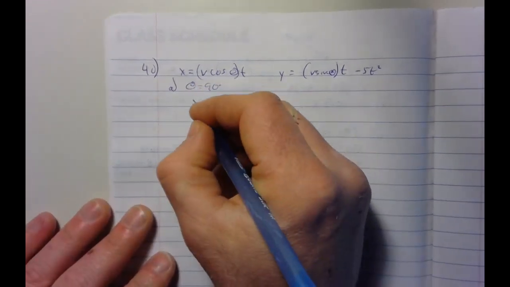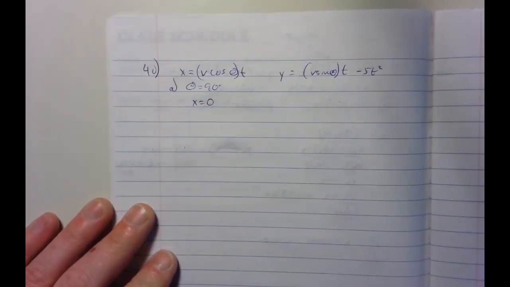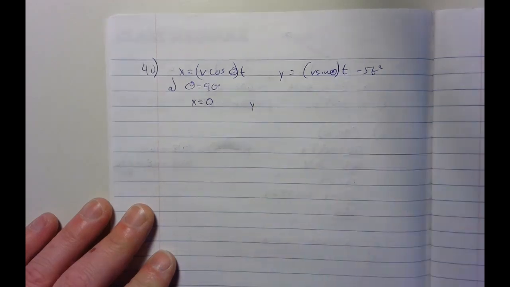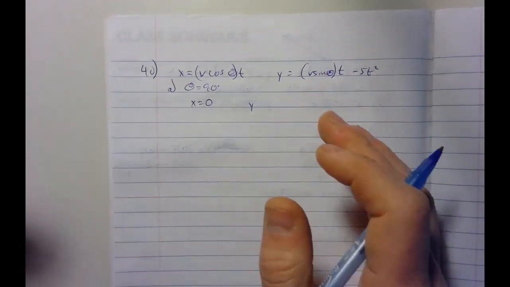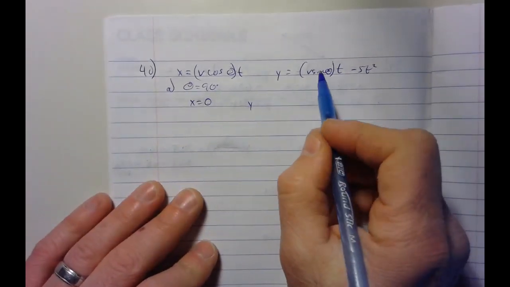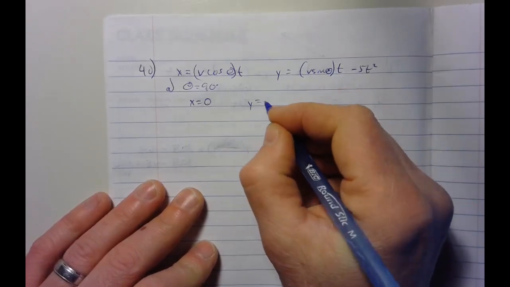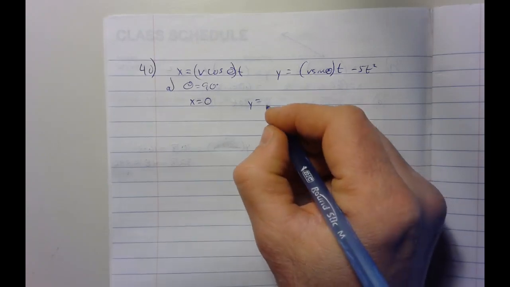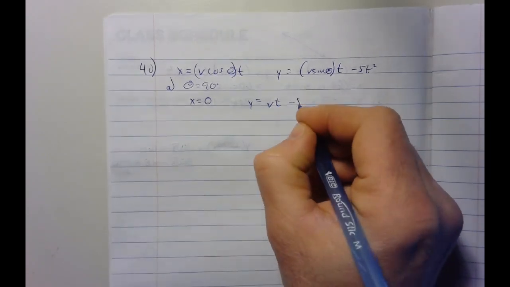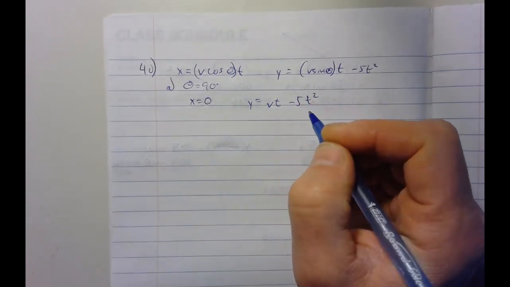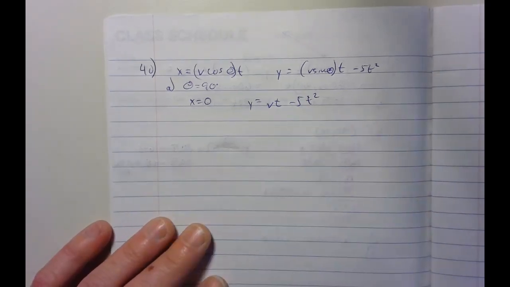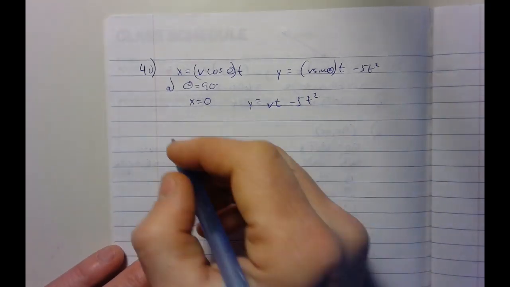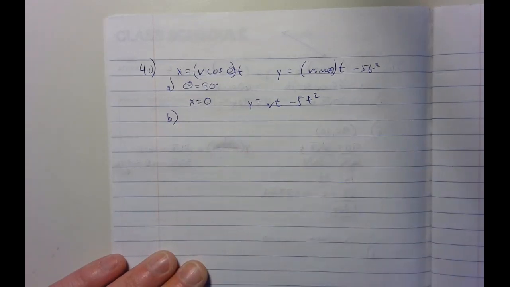So the x is going to be 0 in all cases. And for y, if I plug it in, it's going straight up, so sine 90 is 1. We didn't get a v there, so it's going to be vt minus 5t squared. So that's what it is at 90 degrees. Basically, your trig goes away, and if you have v's, you plug those in.